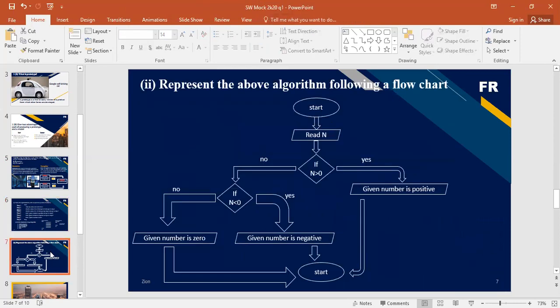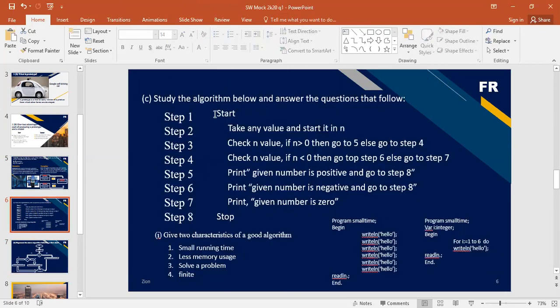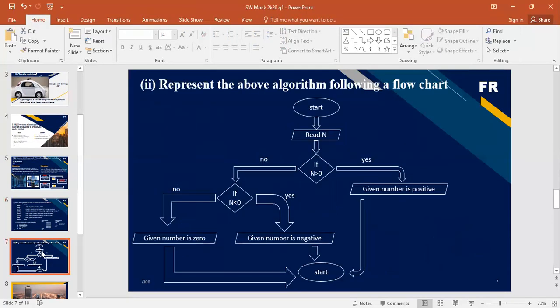The next question: represent the above algorithm following a flow chart. Good. This algorithm here, steps 1, 2, 3, 4 up to 8, let's represent it using a flow chart. Okay, start. Yes, I will start with the oval symbol. Take any value and store it in N. Yes, you should read N. That is, it takes and stores it into your memory, into your RAM, as N.